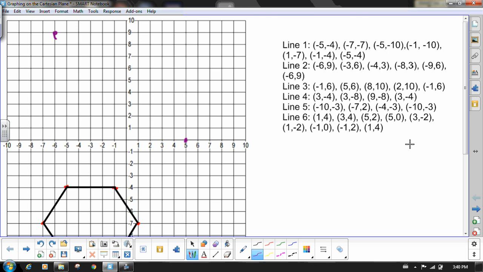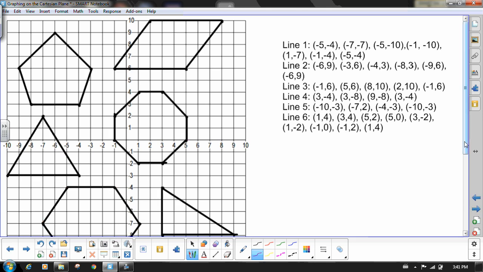So when you're graphing, it's really important to remember that the first number is the x value, which moves left or right. Left if it's negative, right if it's positive. The second number is the y value, which means it's going to go upwards if it's positive, downwards if it's negative. So if you were to go through and graph all of these coordinates and follow the line pattern, this is what your final picture would look like.